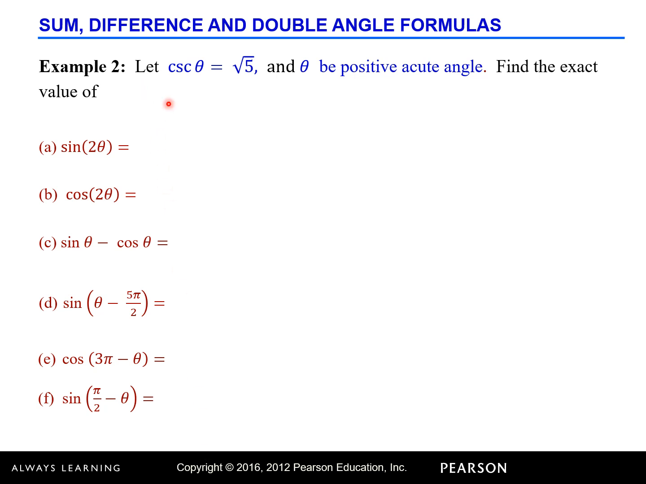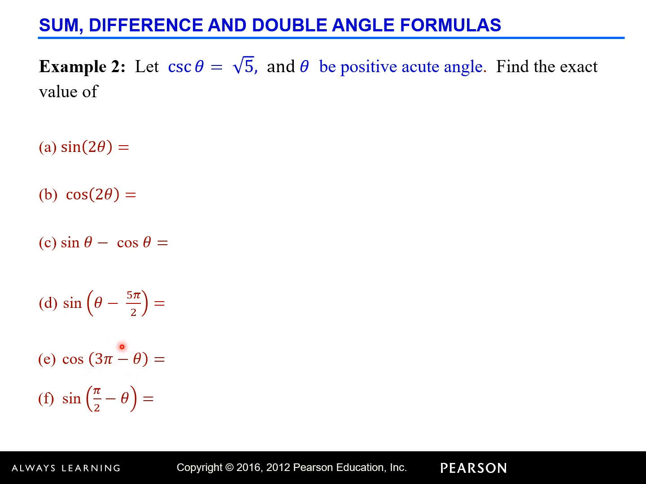Now for the next example, let cosecant theta equal square root of 5 and theta be a positive acute angle. Then find the exact value of the following. So here there's a double angle for sine, double angle for cosine, the difference of sine and cosine, and then this is the difference angle formula for sine, and this one is cosine of 3 pi minus theta.